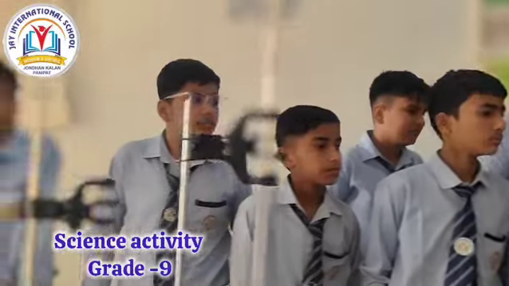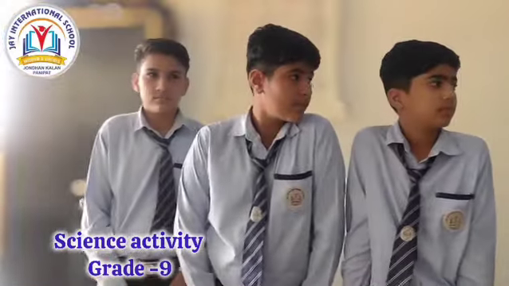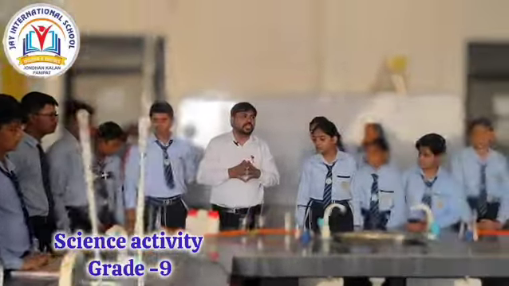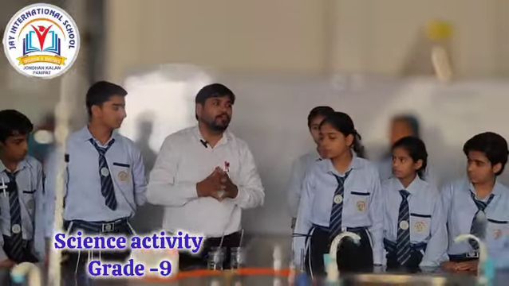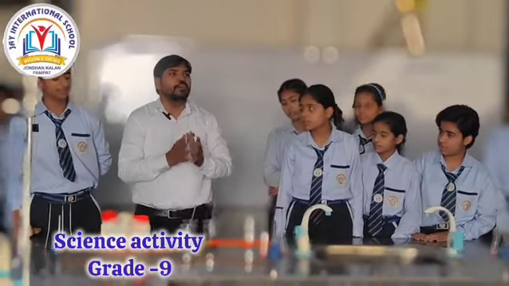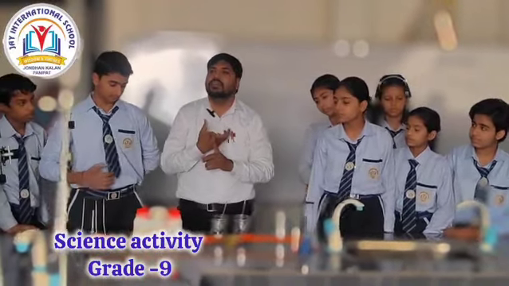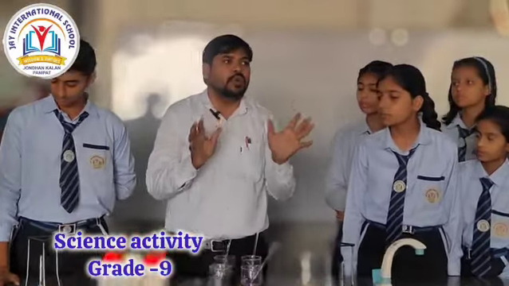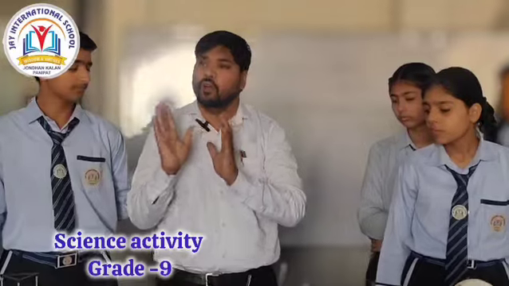Okay. Can anyone tell me another example of a homogeneous mixture? Another example of a homogeneous mixture is air. Air is a homogeneous mixture because air contains a lot of gases like oxygen, nitrogen, hydrogen. But there is no color for any gas, so it is a homogeneous mixture.